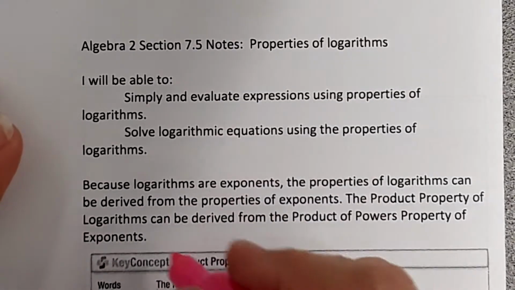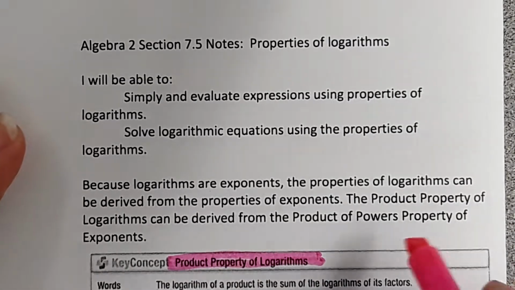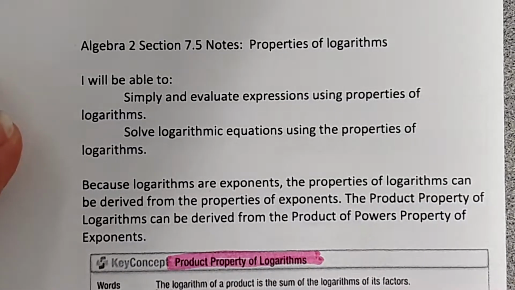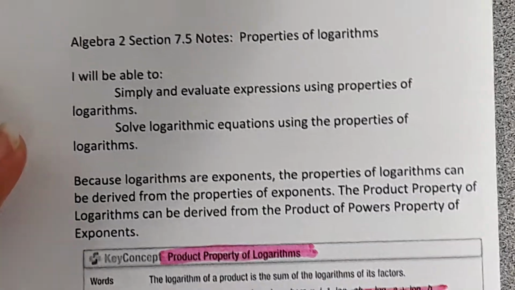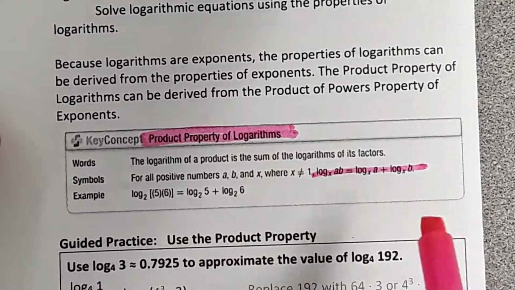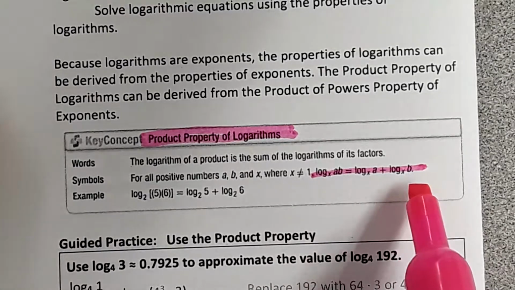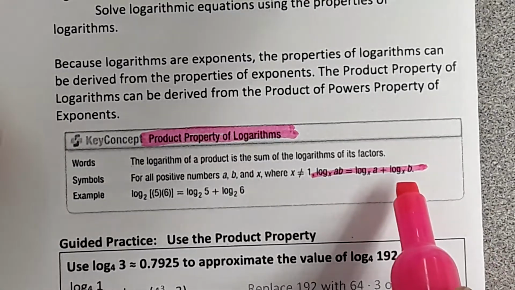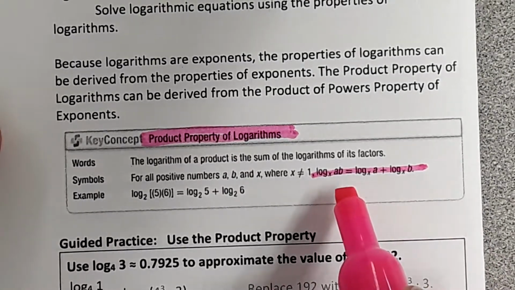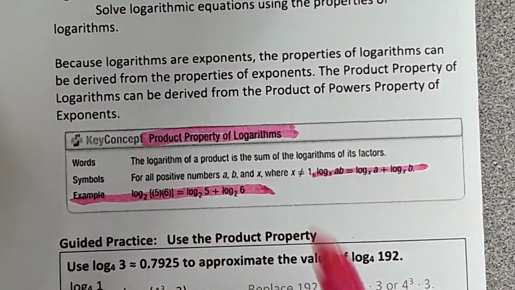That one is called the product property of logarithms. If we have a multiplication problem, we can change it to addition. So the product property of logarithms: if you're multiplying 2 things together, you can change it to an addition problem. If you have an addition problem, you can change it to a multiplication problem. And here's an example. Okay?